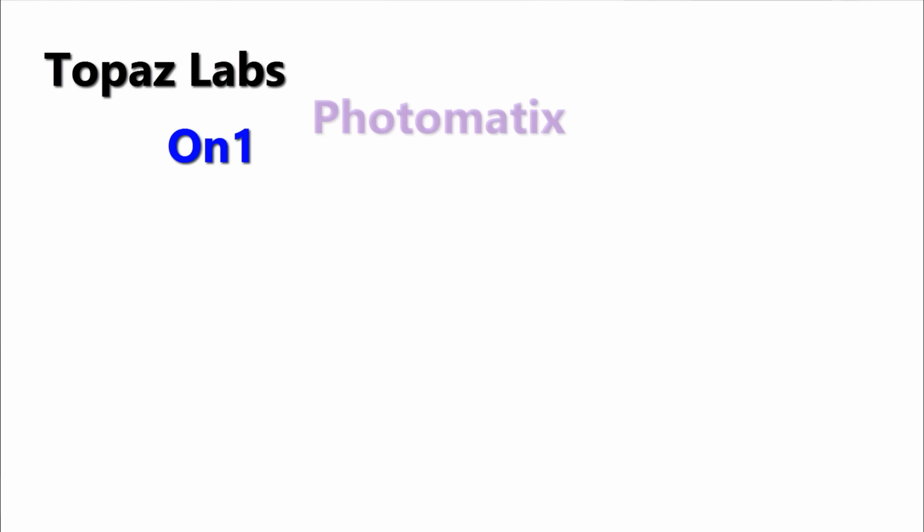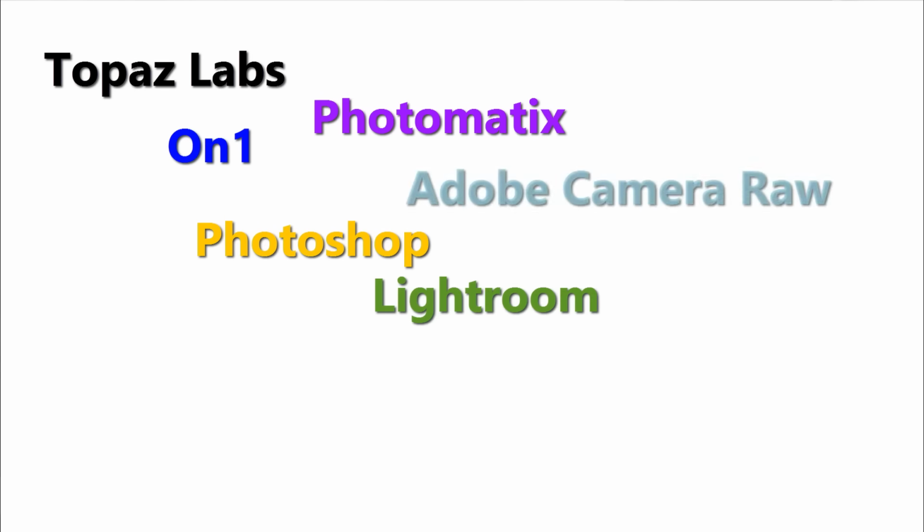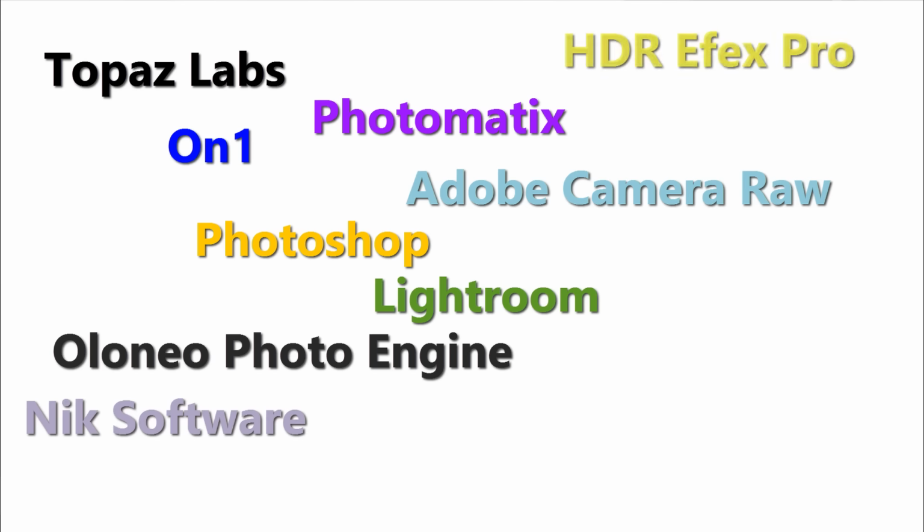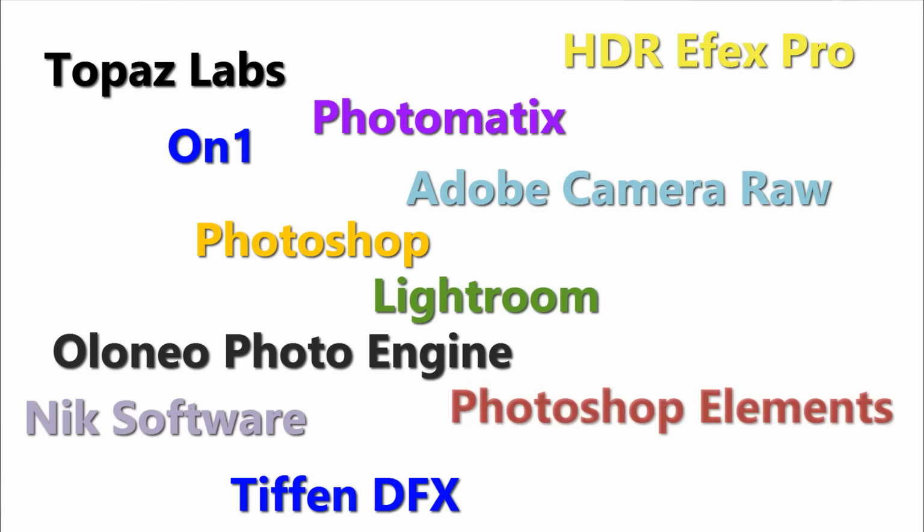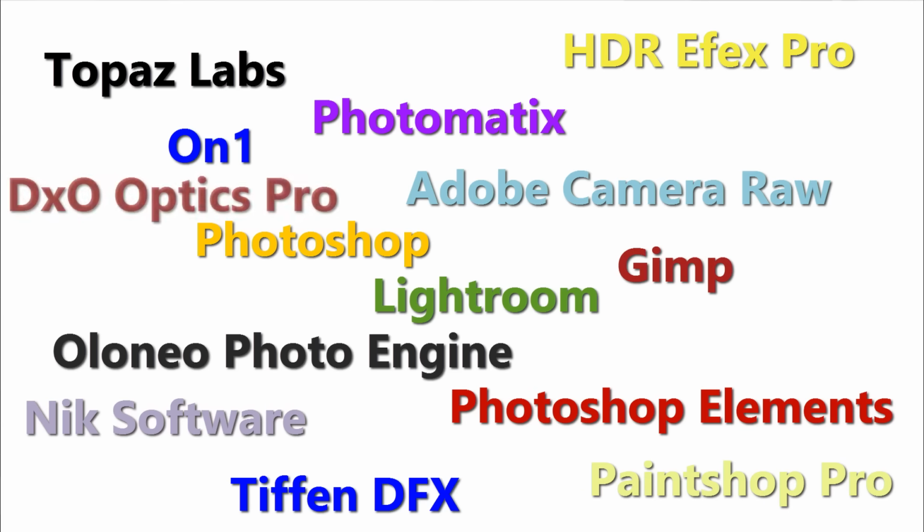I get a lot of individuals saying, hey, I've got Topaz software on one, Adobe Camera Raw, Photoshop Elements, PaintShop Pro. How do I develop a workflow with all of those? And that's a chaotic nightmare to answer. So barriers to workflow, you can have too much. I mean, let's take a look at just a couple: Topaz, On One, Photomatix, Photoshop, Lightroom, Adobe Camera Raw, Aurora, Nik, HDR Effects Pro, TIFF and DFX, Photoshop Elements, PaintShop Pro, GIMP, DxO Optics. I mean, the list goes on and on and on. All these things that you can use to create your images. You can have too much.